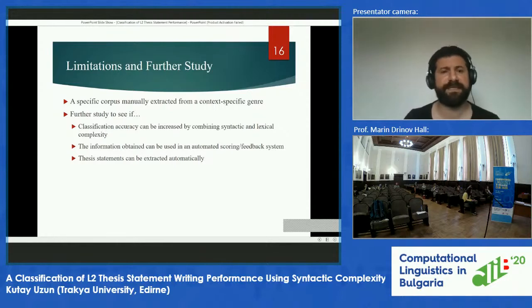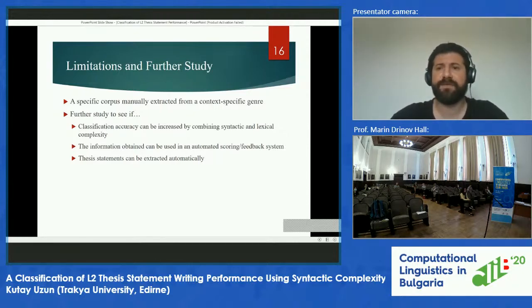And further studies can be conducted to see if classification accuracy can be increased by combining syntactic and lexical complexity indices. Then whether the information obtained can be used in an automated scoring or feedback system, or how much it can contribute to that system, can also be analyzed. And then the thesis statements in this study were extracted manually. So the automatic extraction opportunities can also be investigated. And this is the end of my presentation.